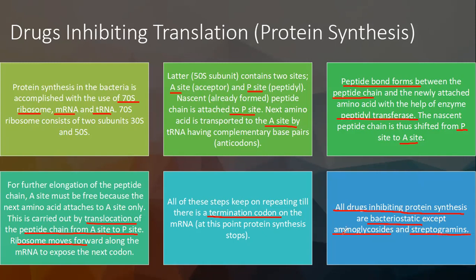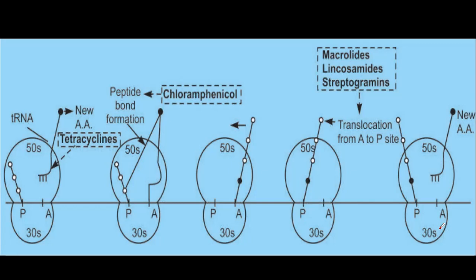Okay, aminoglycosides are your amikacin, gentamicin, such drugs. You also have another group of drugs which is related to aminoglycosides, which are known as aminocyclitols, such as your spectinomycin. Now, streptogramins are two: dalfopristin and quinupristin. Those are bactericidal, where the others are bacteriostatic.